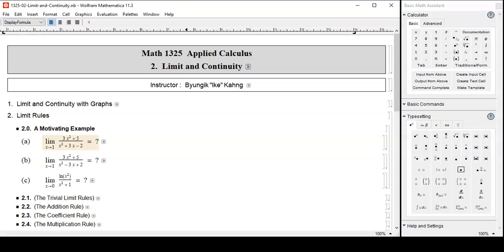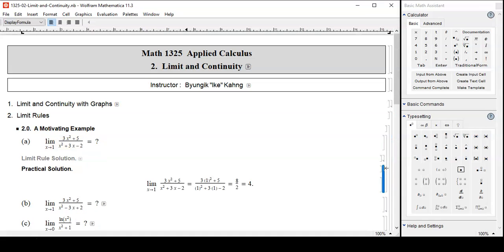Limit as x is approaching 1, and we have this rational expression. Well, x is getting closer and closer and closer to 1, so why don't I just plug in x equals 1? Will it work? Yes, it does.